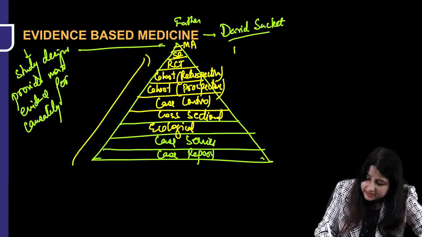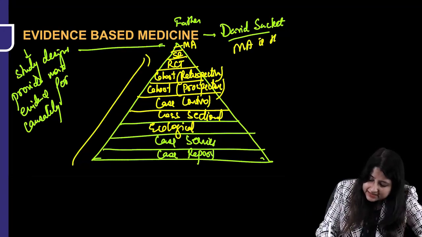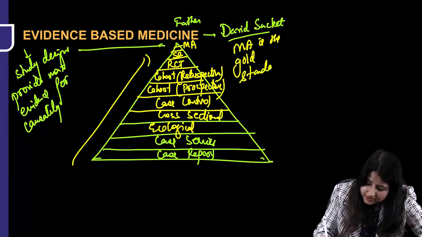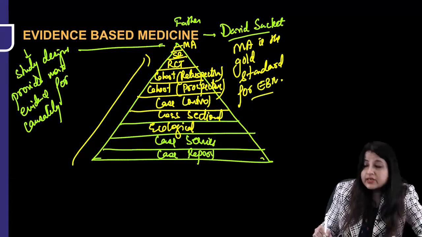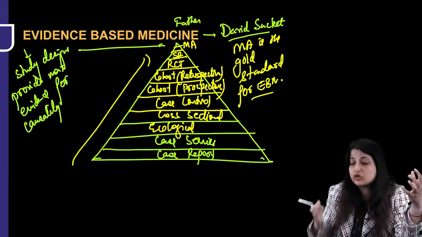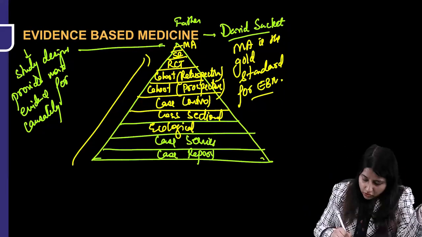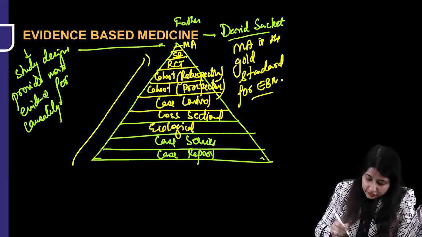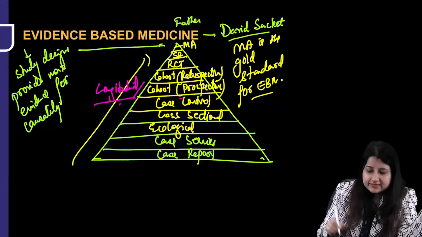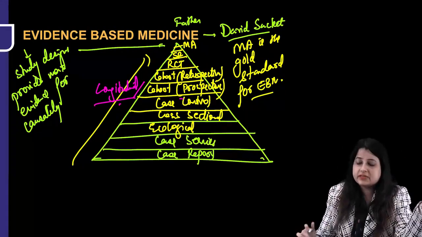So please remember, meta-analysis is the gold standard for evidence-based medicine. It provides us with the maximum evidence to establish causality. And if I asked you where you will put longitudinal, you know it is similar to a prospective cohort we have already discussed, so it will come here itself. This is evidence-based medicine.